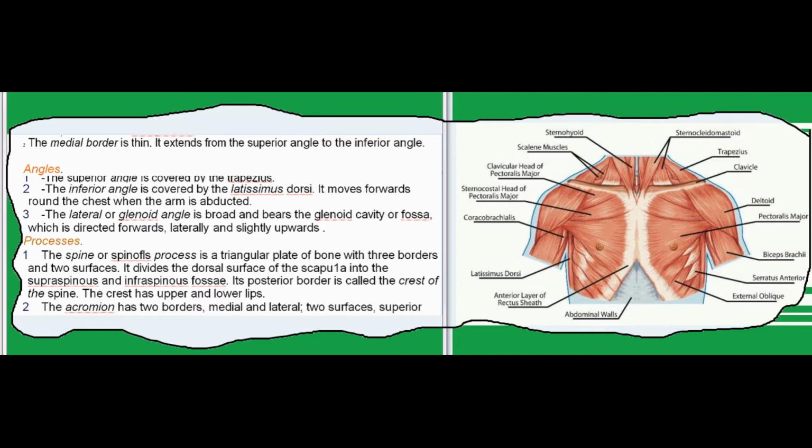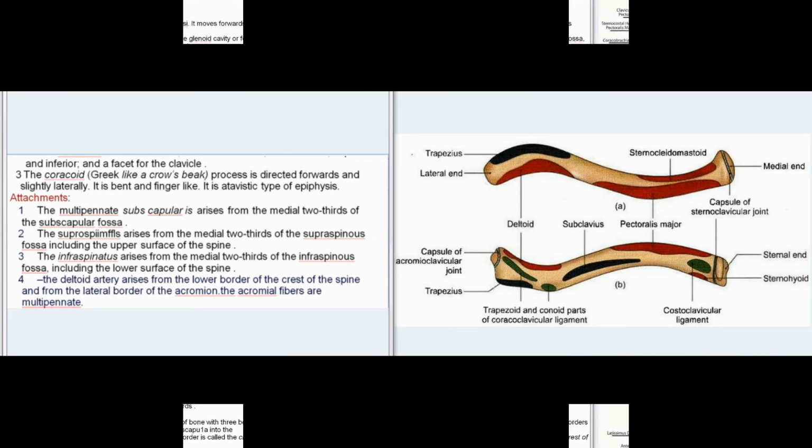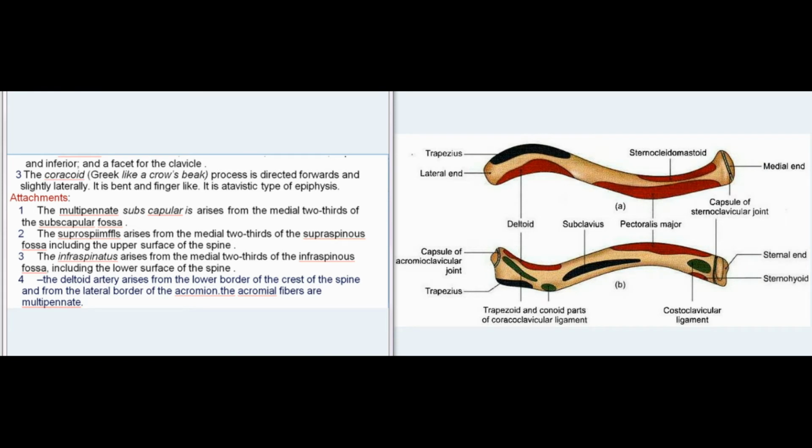2. The acromion has 2 borders, medial and lateral, 2 surfaces, superior and inferior, and a facet for the clavicle. 3. The coracoid, Greek for like a crow's beak, process is directed forwards and slightly laterally. It is bent and finger-like. It is an atavistic type of epiphysis. Attachments. 1.